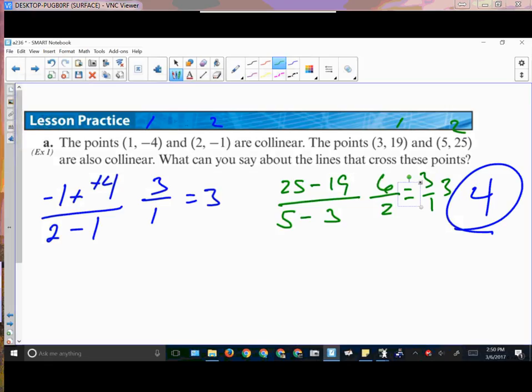Yes, it wasn't that bad. Problem is, 4 wouldn't even be the answer to the question. What is the question? What can I say about the lines that cross these points? They're parallel.